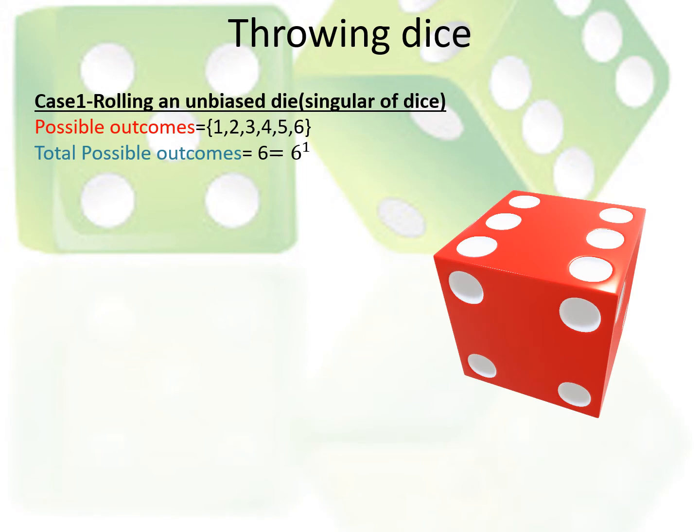Let us now discuss throwing dice experiment, in which I have taken two cases. Case 1 is rolling an unbiased die, which is singular of dice. Here the possible outcomes are 1, 2, 3, 4, 5, 6. That is, in total we have 6 possible outcomes.